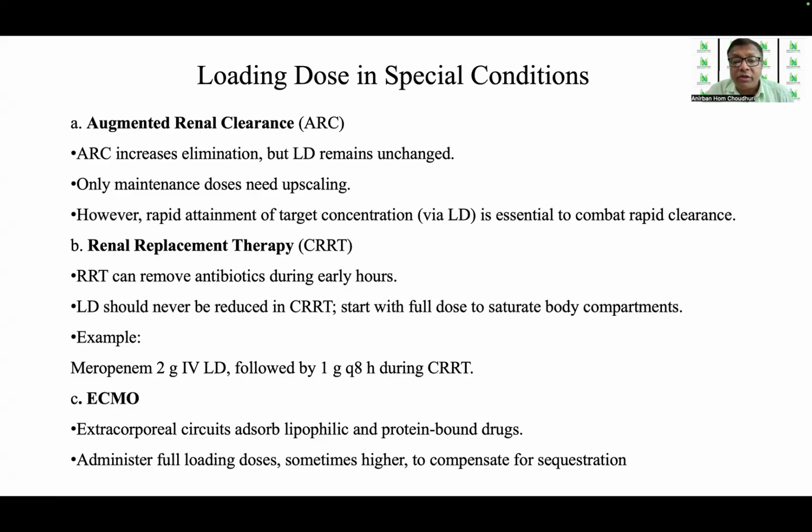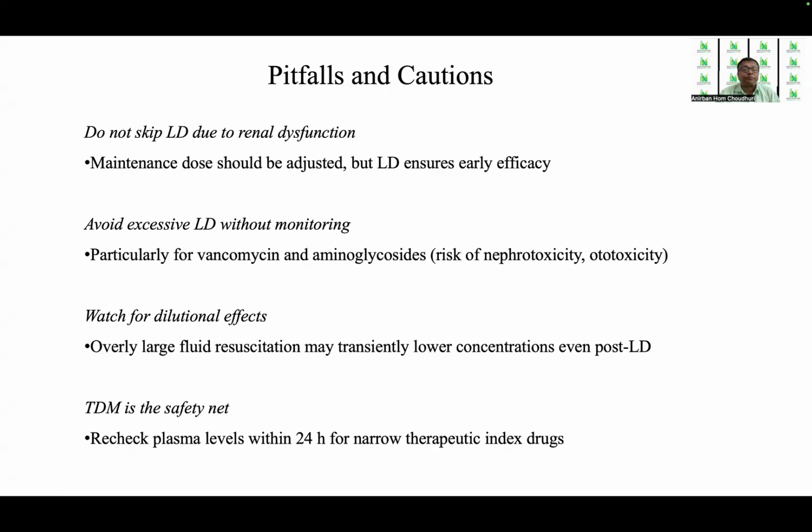Start with a full dose to saturate the body compartments. For example, meropenem 2 gram IV loading dose is followed by 1 gram 8 hourly during the CRRT. With ECMO, extracorporeal circuits absorb lipophilic and protein-bound drugs, so administer full loading doses, sometimes higher, to compensate for the sequestration.